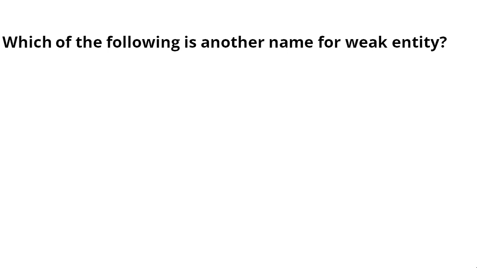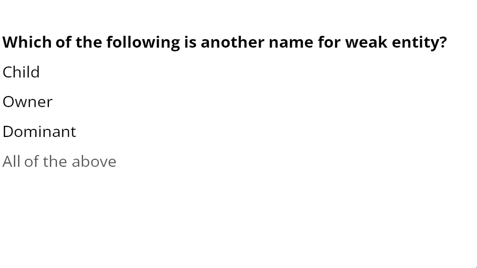Which of the following is another name of weak entity? Child, owner, dominant, or all of the above? And the correct option is child.